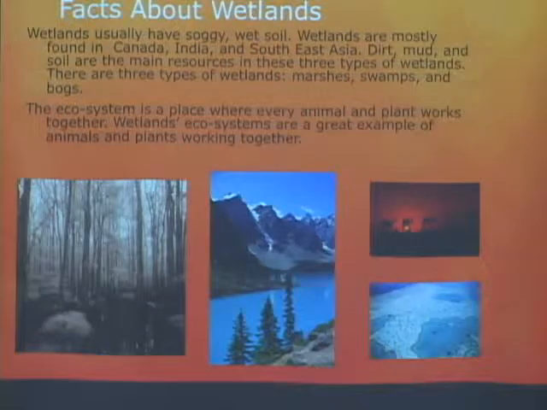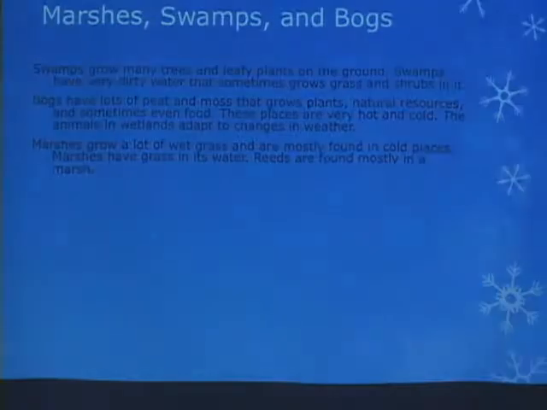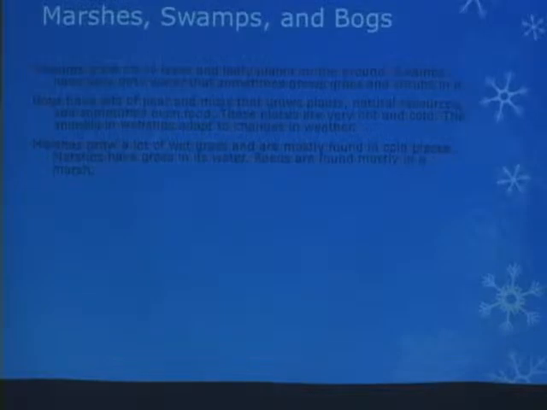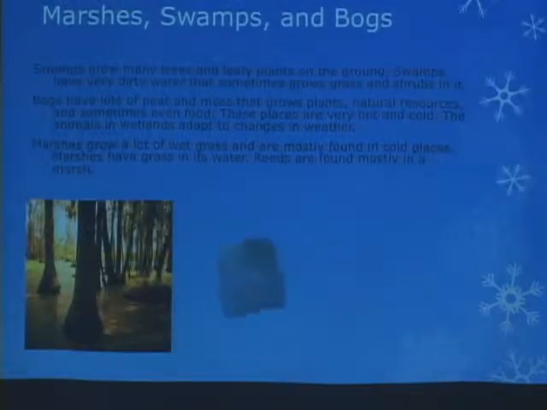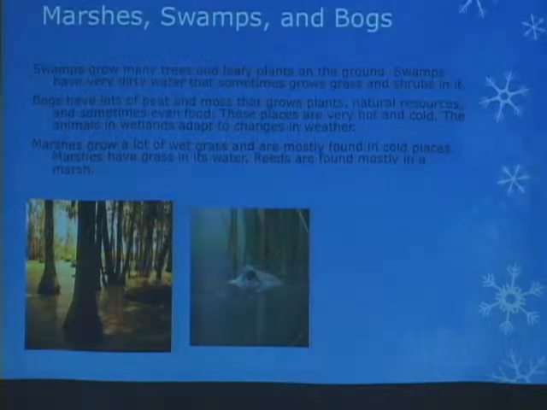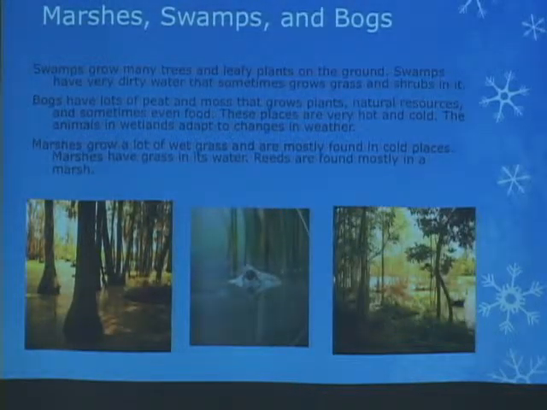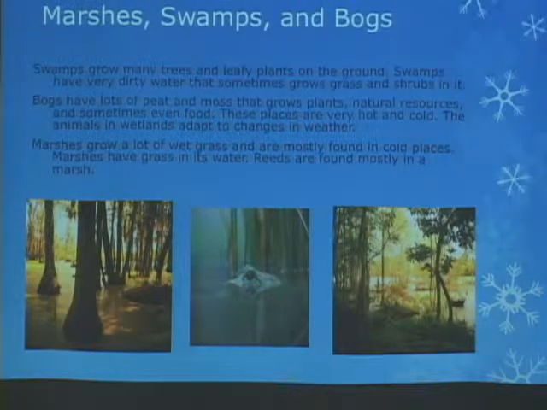An ecosystem is a place where every animal and plant works together. Wetland ecosystems are a great example of animals and plants working together. Marshes, swamps, and bogs. Swamps grow many trees and leafy plants on the ground. Swamps have very dirty water that sometimes grows grass and shrubs in it. Bogs have lots of peat and moss that grows plants, and natural resources adapt to changes in the weather.